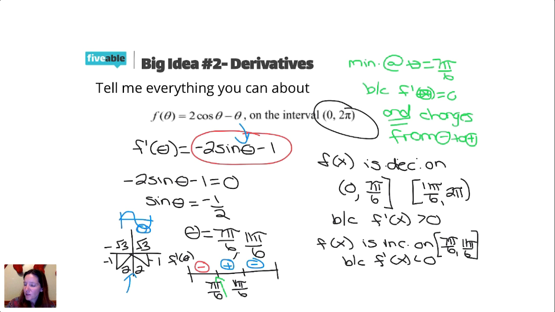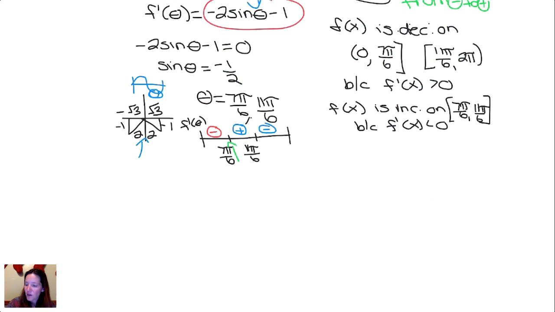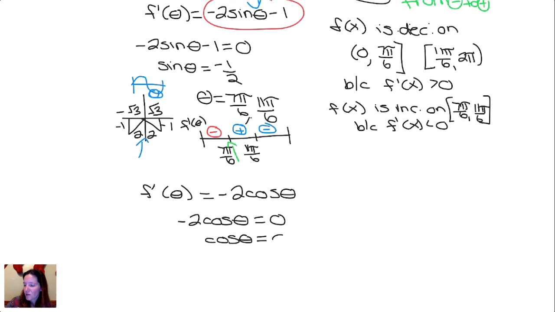The second derivative tells us some information too. So I'm going to go ahead and take the second derivative, and we get negative 2 cosine theta. We can set that equal to 0. Cosine theta is equal to 0 twice in that interval, at pi over 2 and 3 pi over 2.